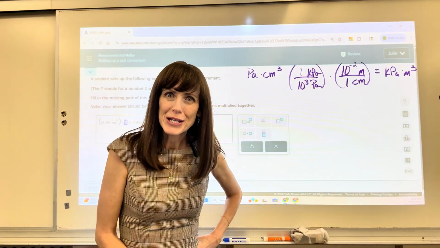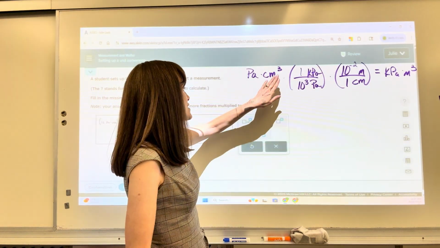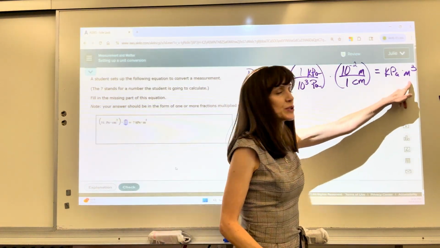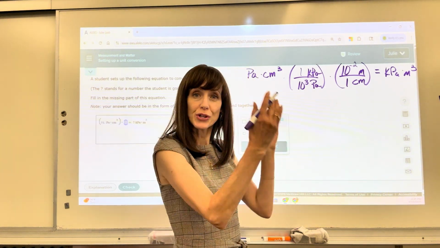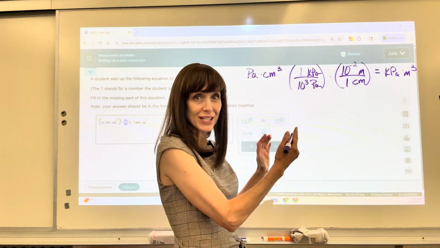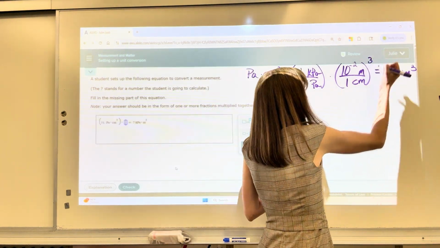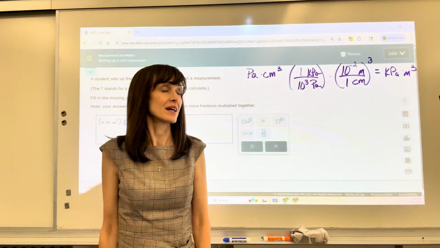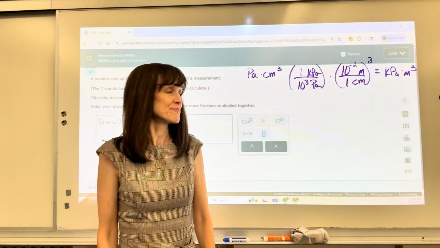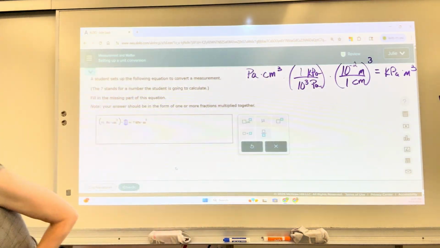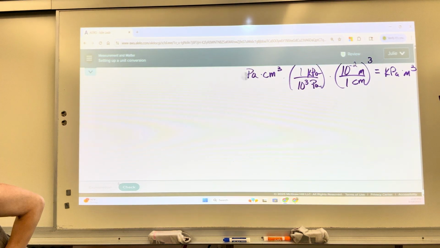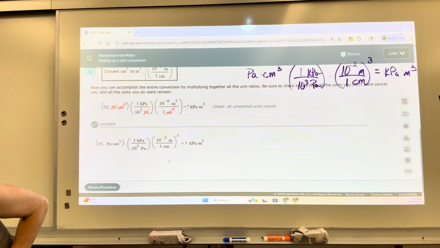Now we have to take care of that cube. I start with centimeters cubed, end with meters cubed. Here's our trick. You cube the entire ratio, like this. There you go. You put a cube right up there, and then you would type that in. Okay, good. I want to do another one with you. It's an explanation. I'll show you the answer. There it is. Beautiful. Exactly what we had done.